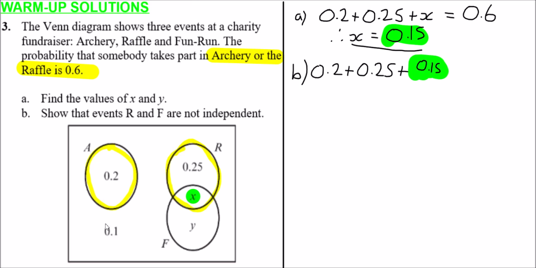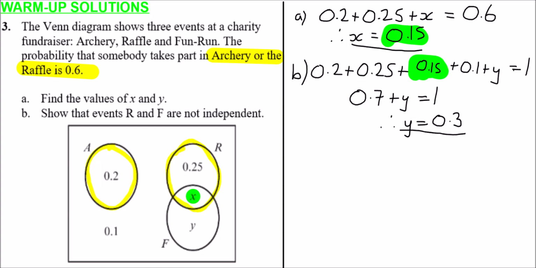Plus, of course, don't forget the 0.1 on the outside. Plus y must add up to 1. So if we add up all these decimals together, so 0.2 plus 0.25 plus 0.15 and so on, that'll get us to 0.7. So 0.7 plus y must equal 1. Therefore, y must be 1 minus 0.7, which is 0.3.